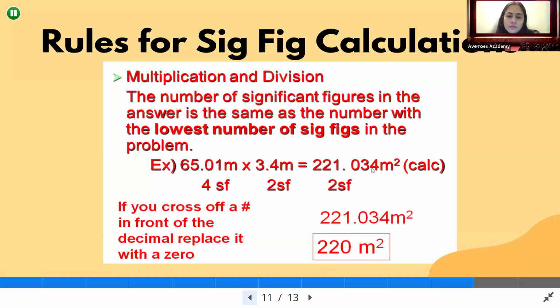And if you cross off a number in front of the decimal, replace it with a 0. So our answer needs to be with two significant figures. In this case, we get an answer of 221.034, but that's not in the correct number of significant digits yet. So we need to round. We only want 2, so we can round that to 220. Remember, that's a 0 after the non-zero digits but before the decimal, so it's not significant. So 220 meters squared is how you would express your answer in two significant figures in proper form.